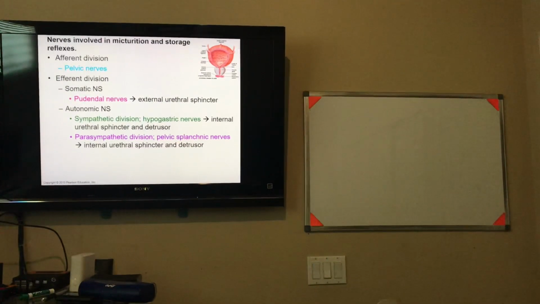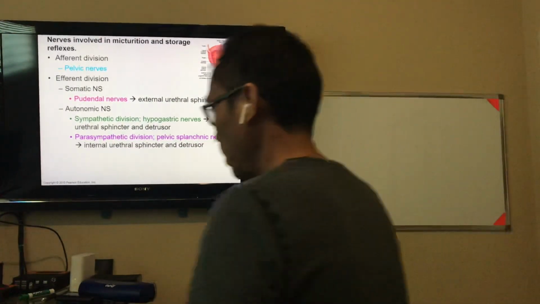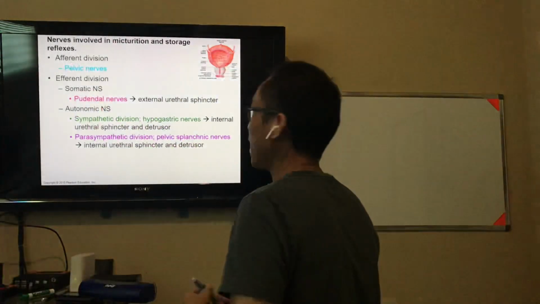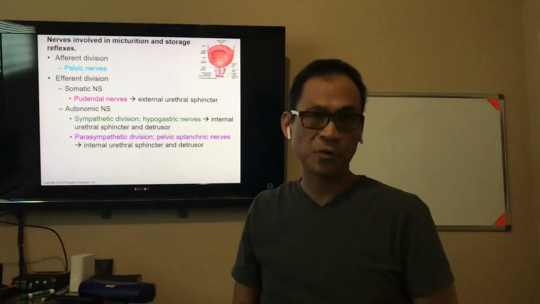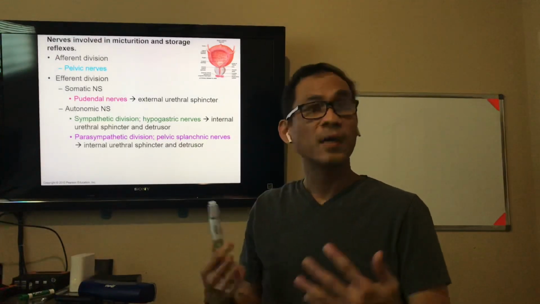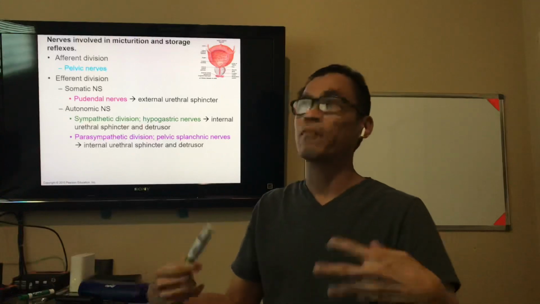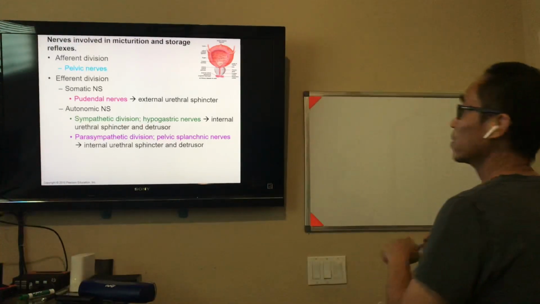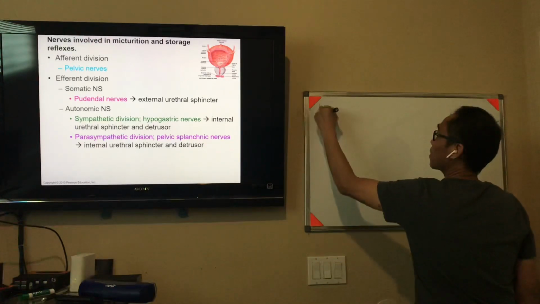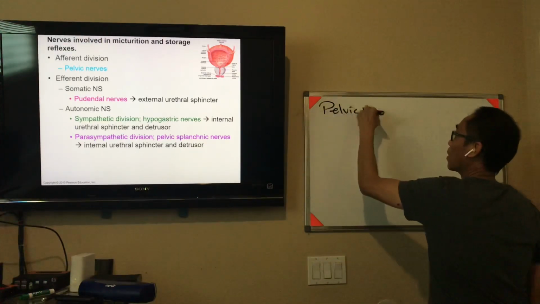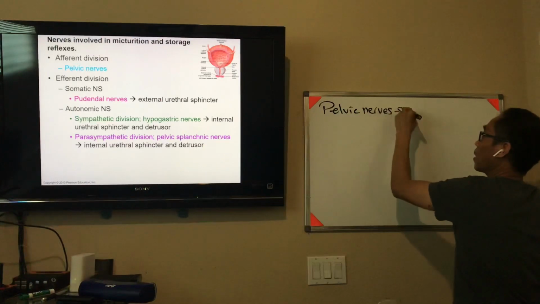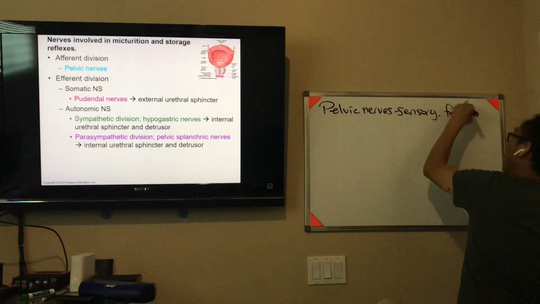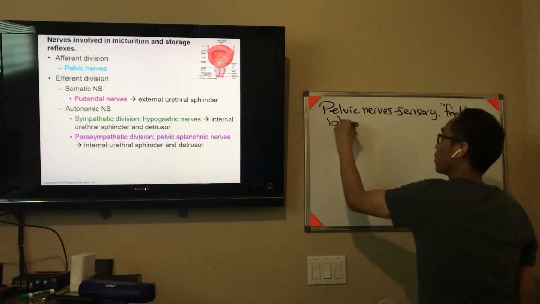So I made this outline slide to just review the nerves you got to know for the bladder reflexes. And so the afferent division, that's our sensory division, correct? So we can feel things. And in this lecture, we want to talk about the feeling of fullness of the bladder. Those are the pelvic nerves.